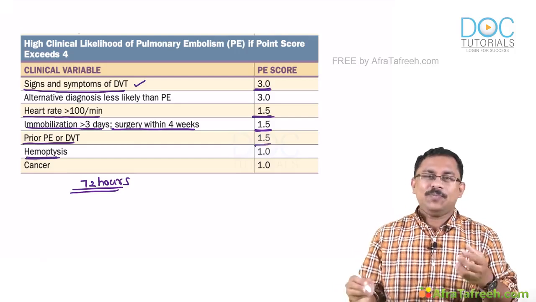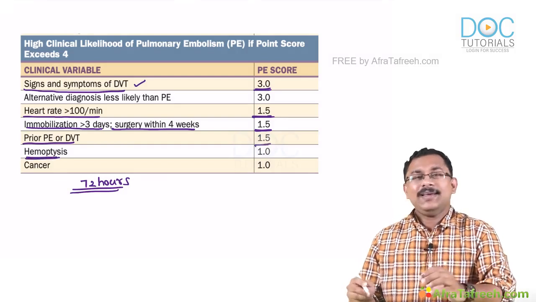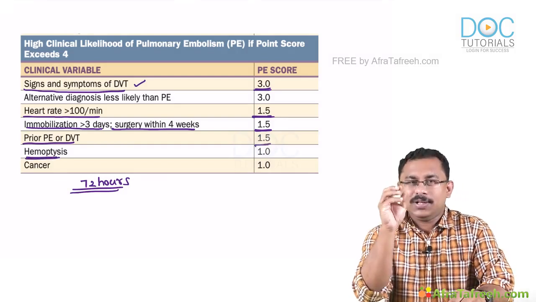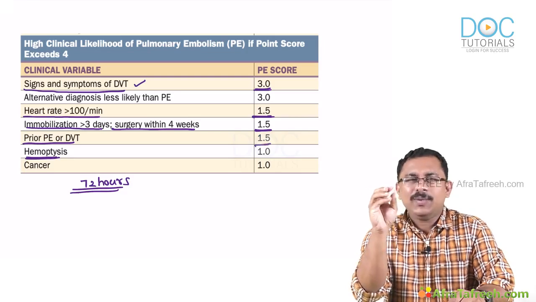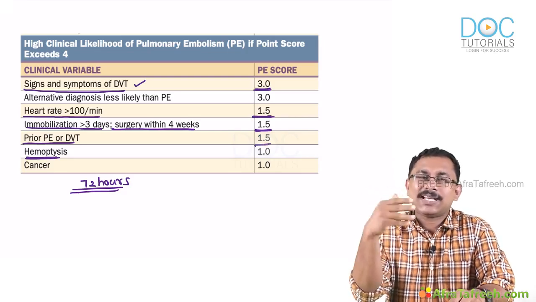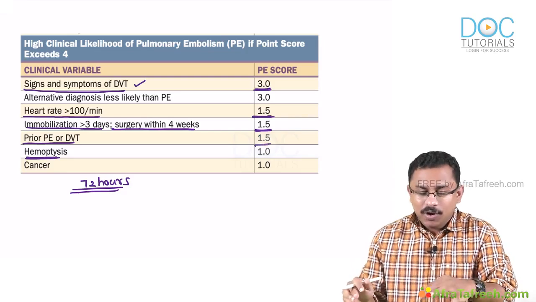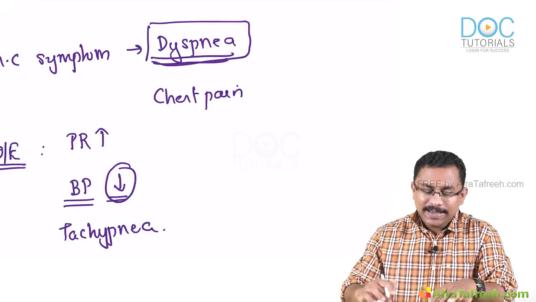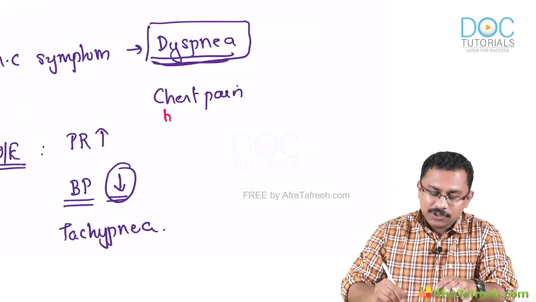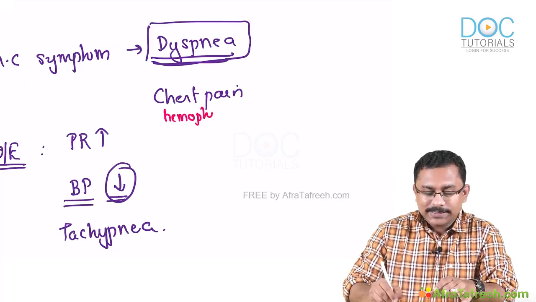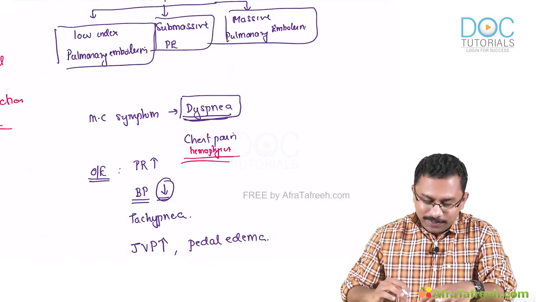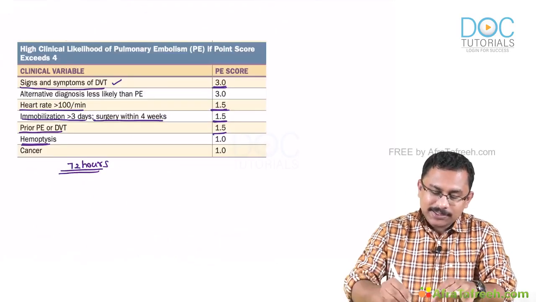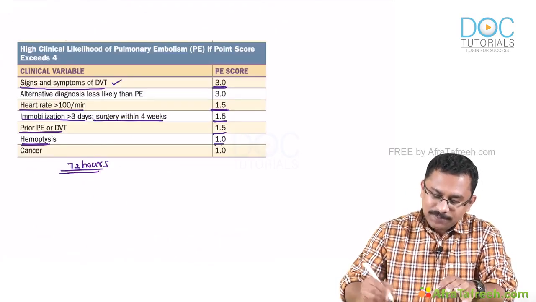And if you have hemoptysis, remember that when a pulmonary thrombus is occluding your pulmonary vessels, if it is occluding one of the smaller vessels, it can cause rupture of the vessels. So along with this dyspnea and chest pain, sometimes the patient may also present with hemoptysis, especially when the smaller vessels are ruptured. So hemoptysis, if it is there, again a score of 1 can be given.